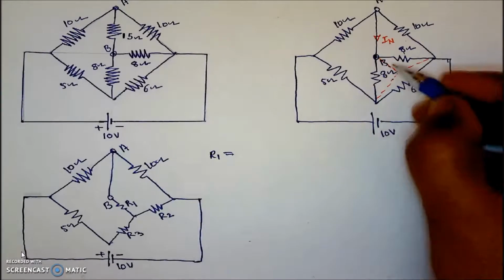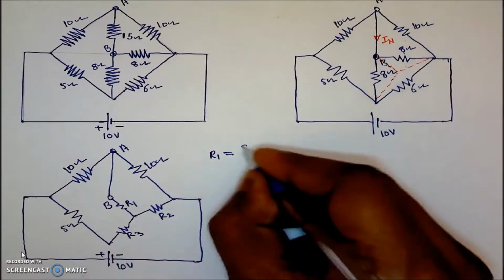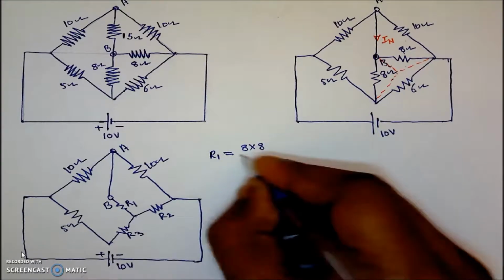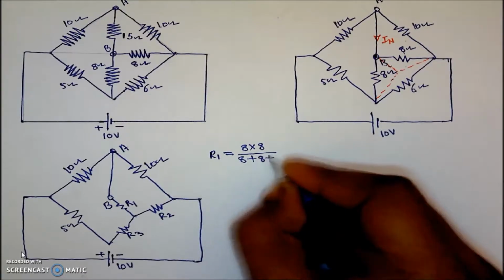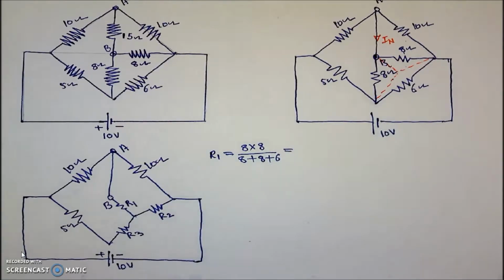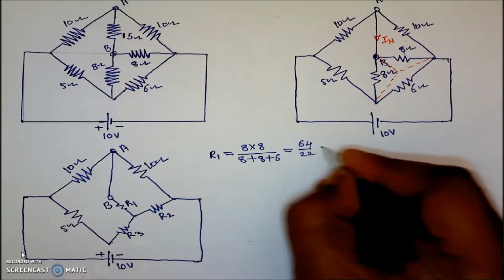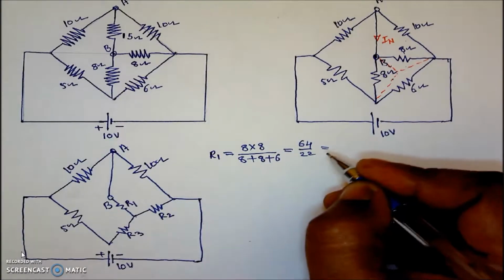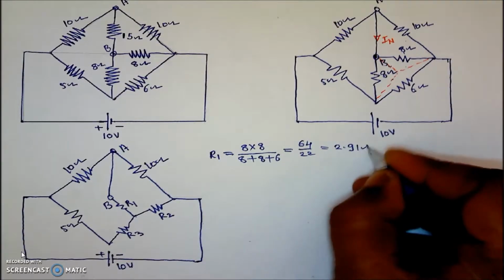Here this resistance R1 is connected between these two. That is 8 into 8 divided by 8 plus 8 plus 6, which is equal to 64 divided by 22. And the same value, if I am using the calculator, is found to be 2.91 ohms.